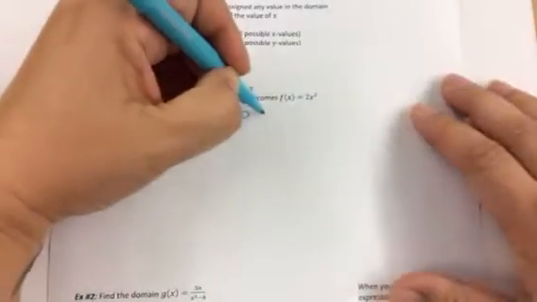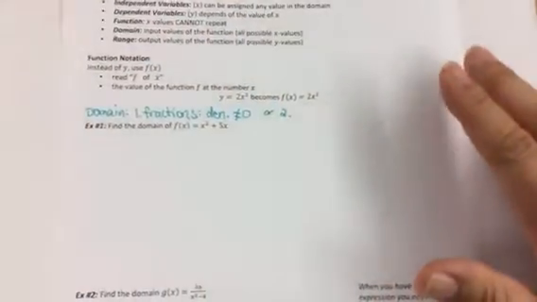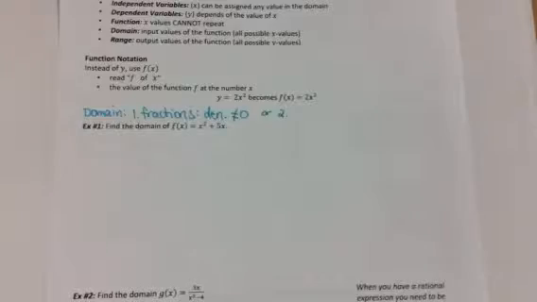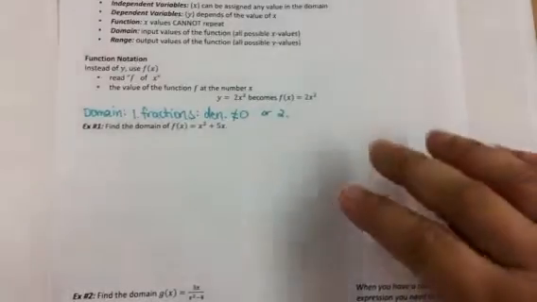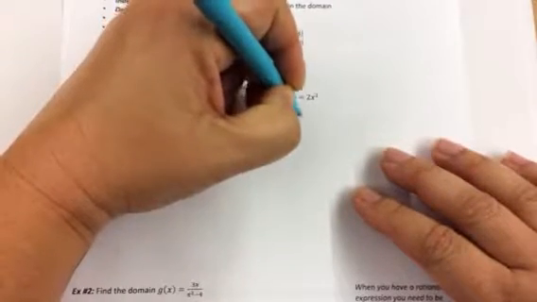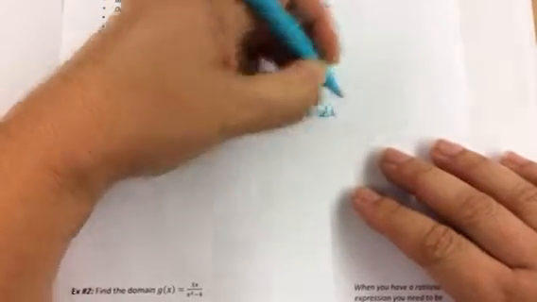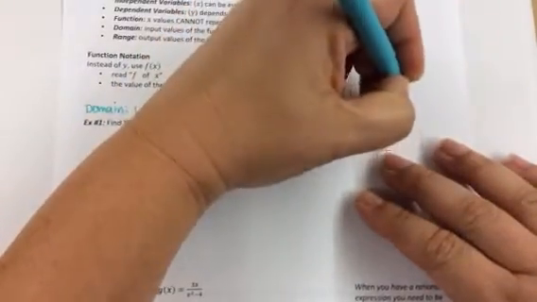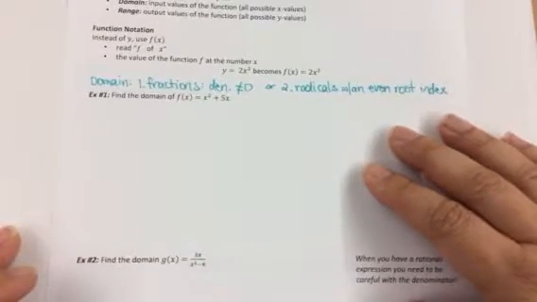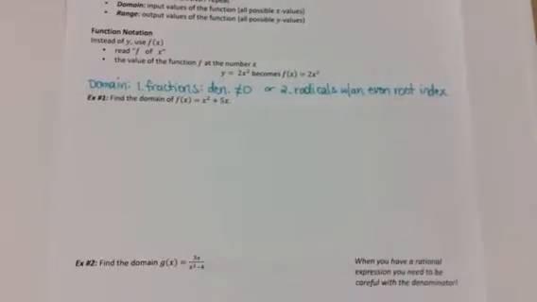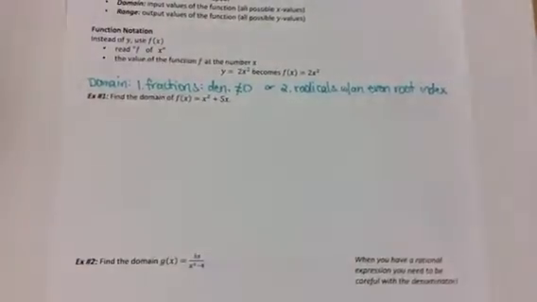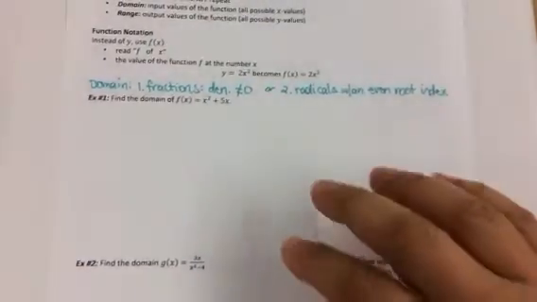And then the other thing we're going to talk about for the time being is radicals, particularly radicals with an even root index. What does that mean? The root index is like square root, cube root, fourth root. So square root has a root index of 2, cube root has a root index of 3, fourth root has a root index of 4.